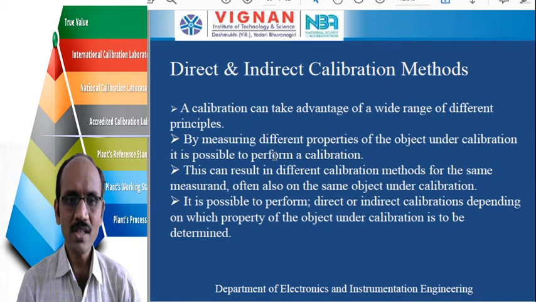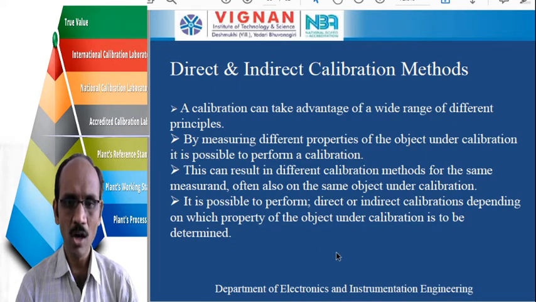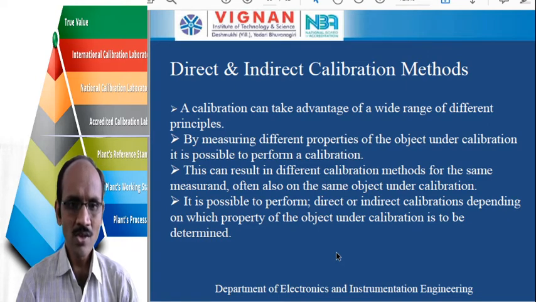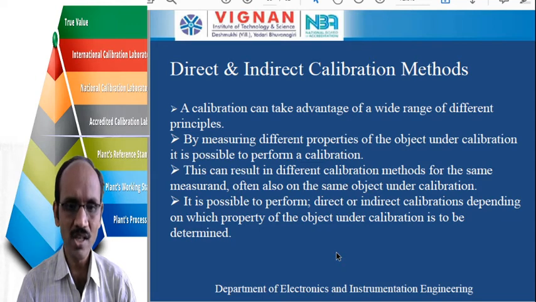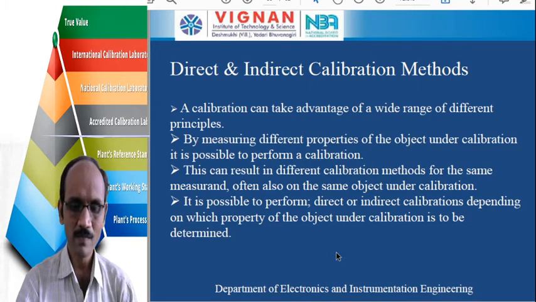A calibration can take advantage of a wide range of different principles. By measuring different properties of the object under calibration, it is possible to perform a calibration. This can result in different calibration methods for the same measurand, often also on the same object under calibration. It is possible to perform direct or indirect calibration depending on which property of the object under calibration is to be determined.